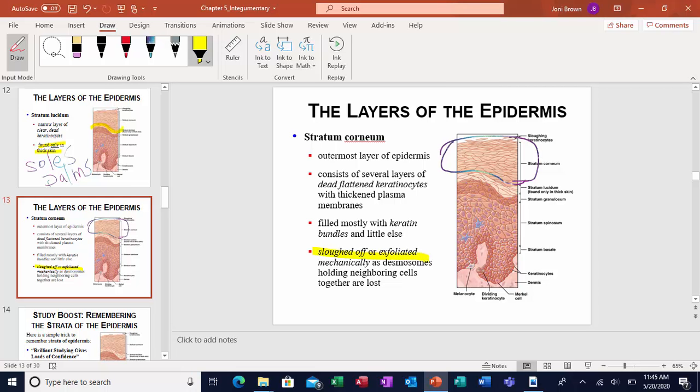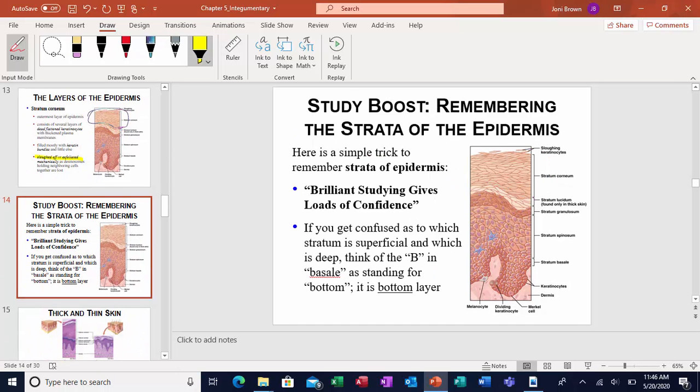Now, those layers are very important to remember. So I've got a study boost here, to remember the layers starting at the bottom, moving up. Brilliant studying gives loads of confidence. Brilliant is basal. Studying, spinosum. Gives, granulosum. Loads, lucidum. Confidence, corneum. Maybe that'll help. But remember, basal and base mean it's at the bottom. Okay, brilliant studying gives loads of confidence.